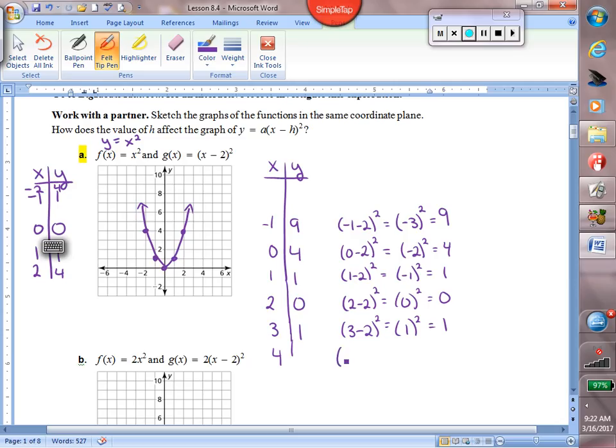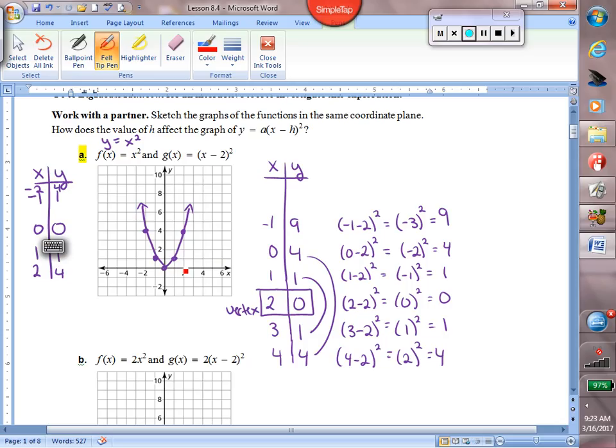Let's go one more value. Let's put a 4 in for x. 4 minus 2 is 2. 2 squared is 4. There we go. Now we can see our symmetry. Here's a 1 and a 1, and a 4 and a 4. Now we have our pattern, which means that middle point, there's our vertex. So let's go ahead and graph x minus 2, quantity squared.